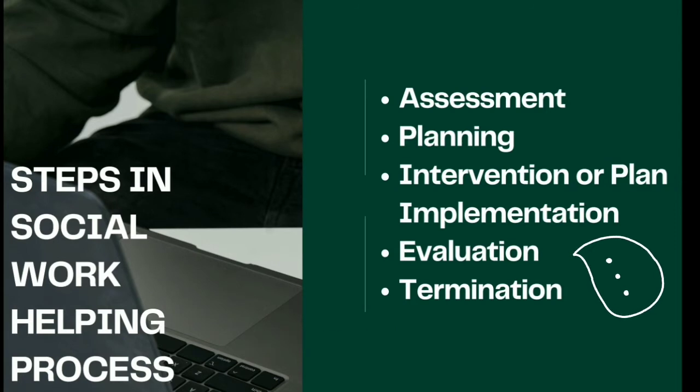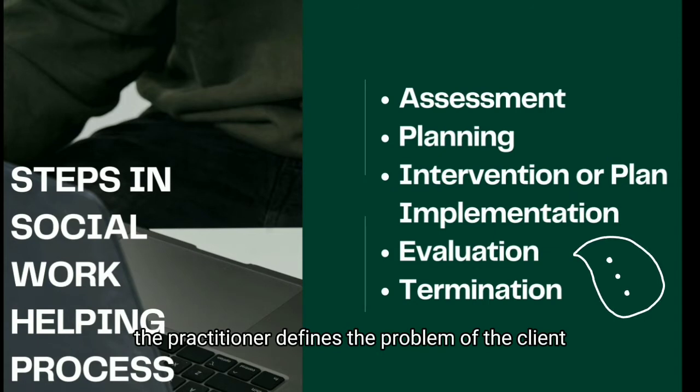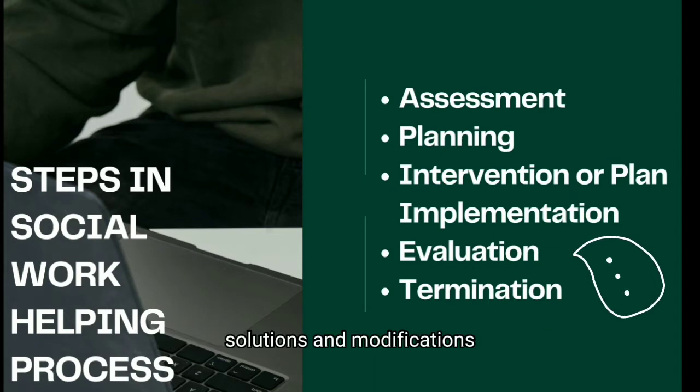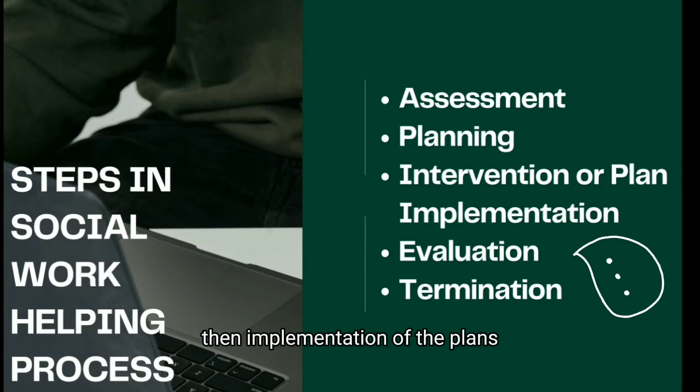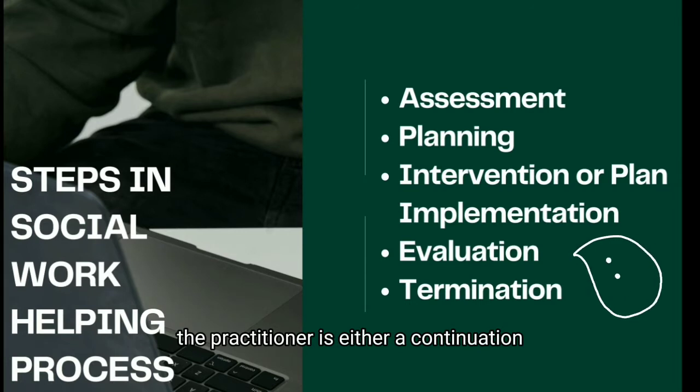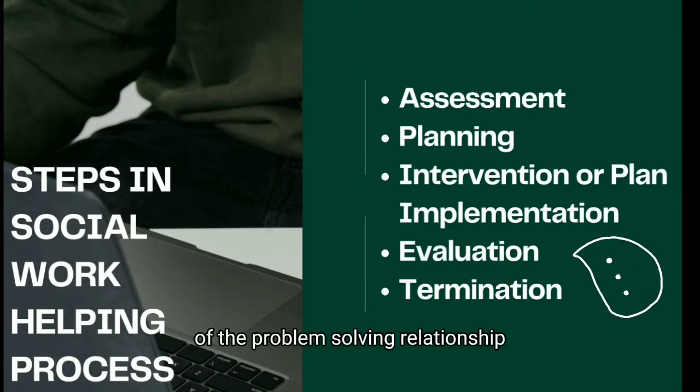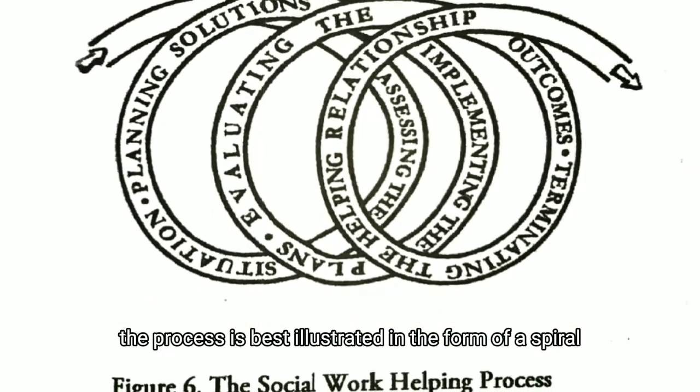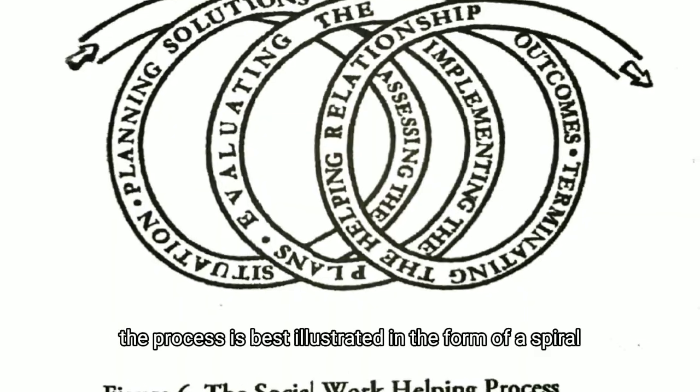Generally, in the real world, the steps work like this. The practitioner defines the problem of the client. Then, in planning solutions and modifications in the planned intervention, additional data may be added and used to firm up the definition of the problem. Then comes implementation of the plans. Later is the evaluation of progress and effectiveness of the problem-solving efforts. After the evaluation, there is either a continuation or termination of the problem-solving relationship. The process is best illustrated in the form of a spiral.